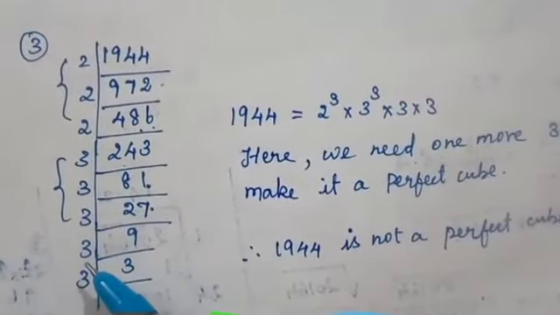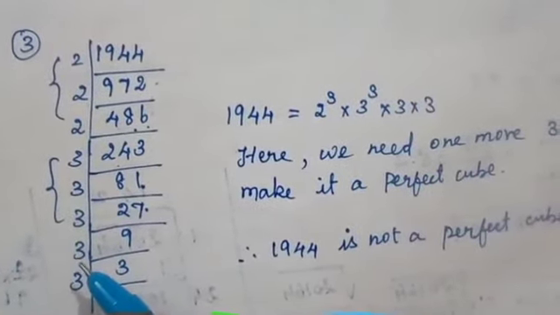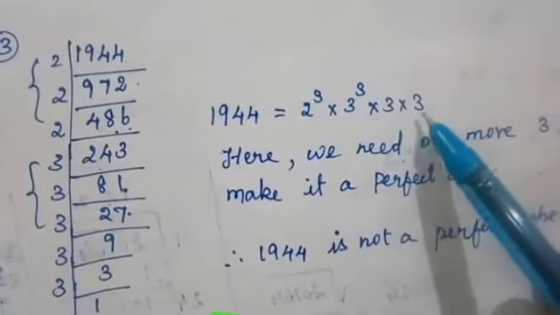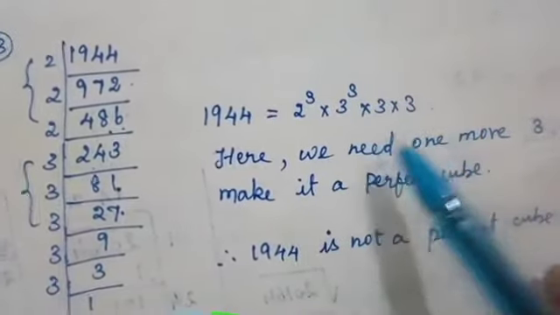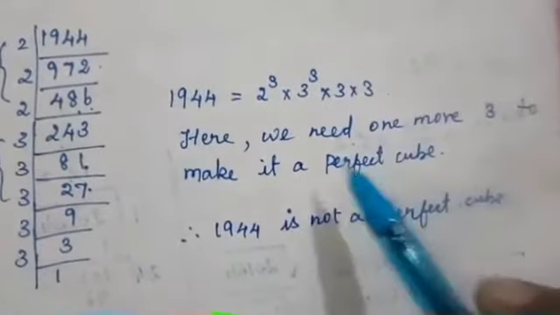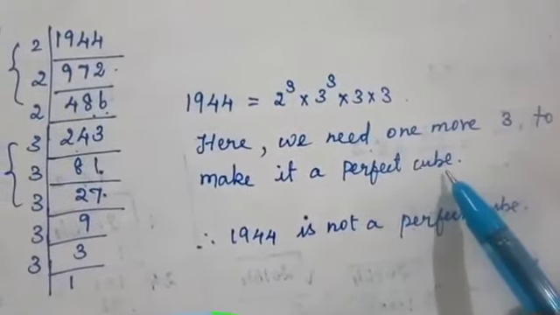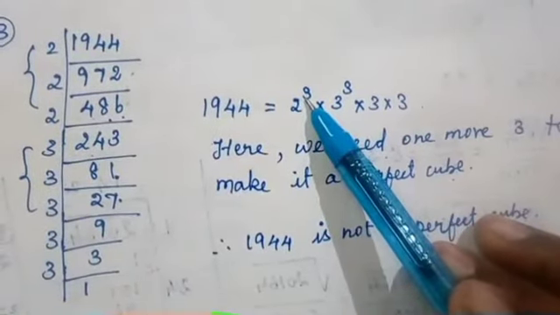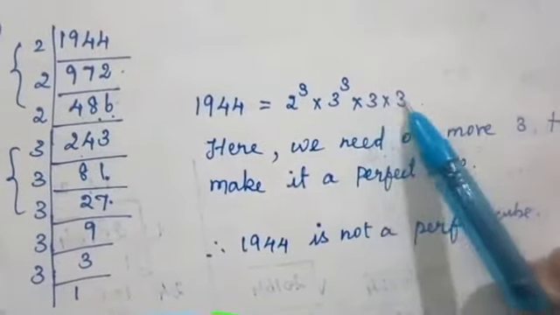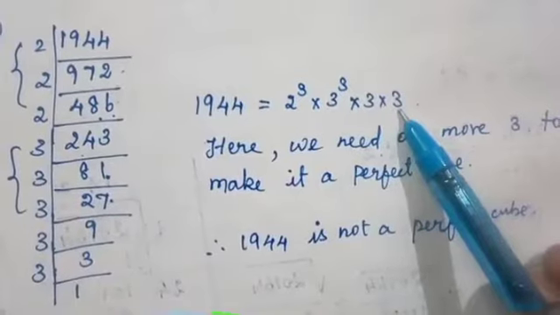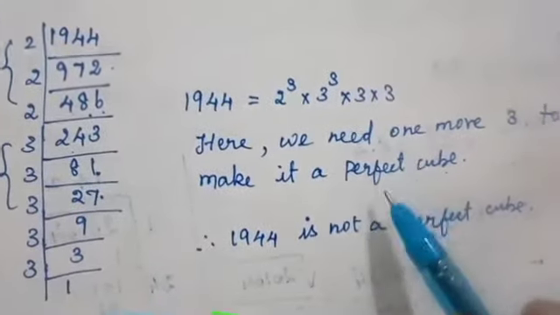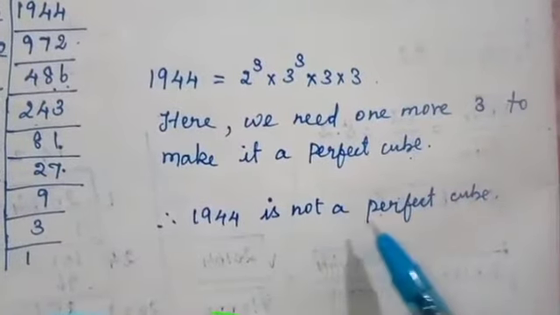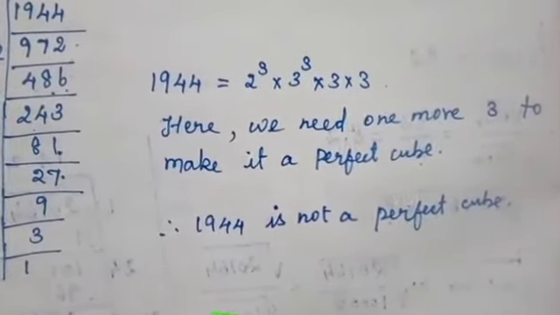We have to make a group of 3 numbers, but for 3 into 3, this one is not our group. So we need one more 3 to make it a perfect cube. Perfect cube means it is a cubic number, the power is 3. Here the power is only 2, so we need one more 3. So 1944 is not a perfect cube.